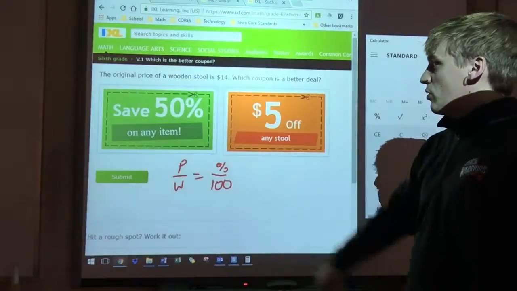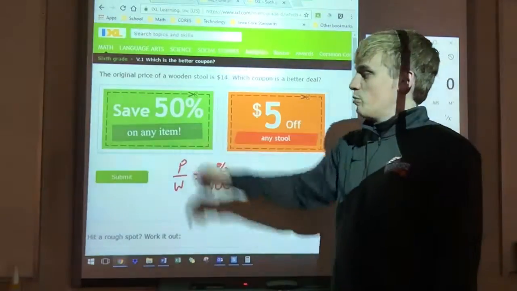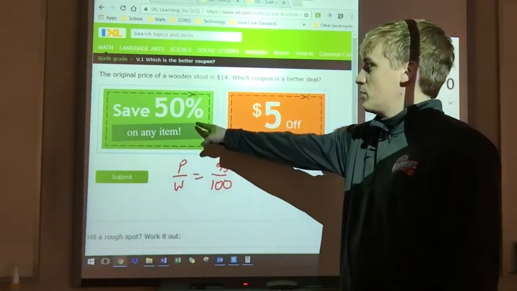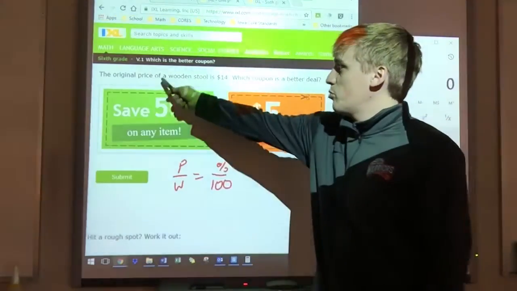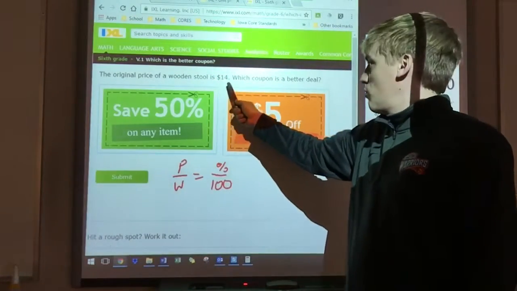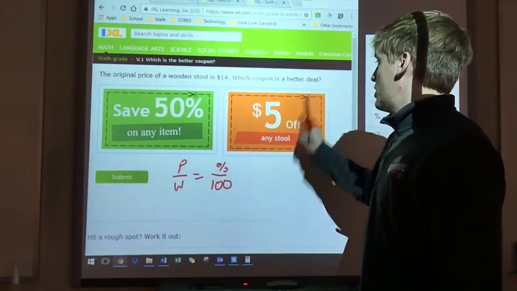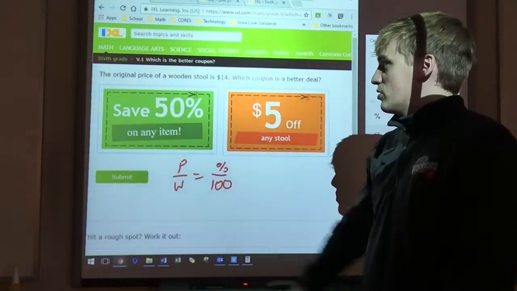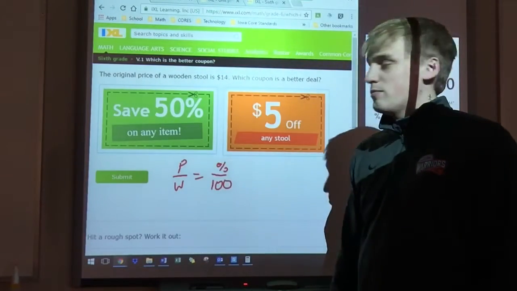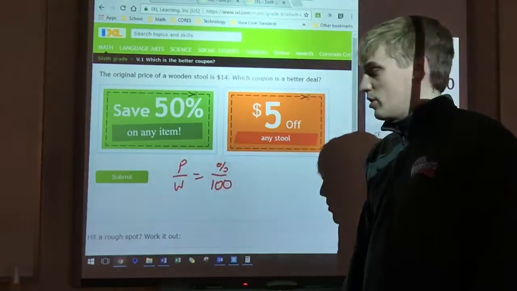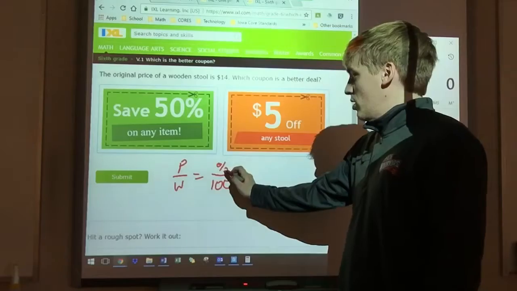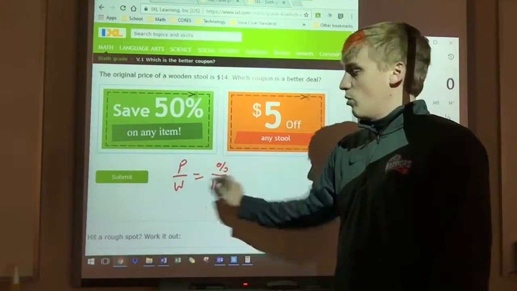Okay, so you're going to use the coupon here, and you're going to figure out how much money you would get off of using this coupon. It says the original price of a wooden stool is $14. Which coupon is the better deal? Okay, so if you saved 50% on this item, or if you got $5 off, which one would get you more money off? So we're going to use the part percent whole method.